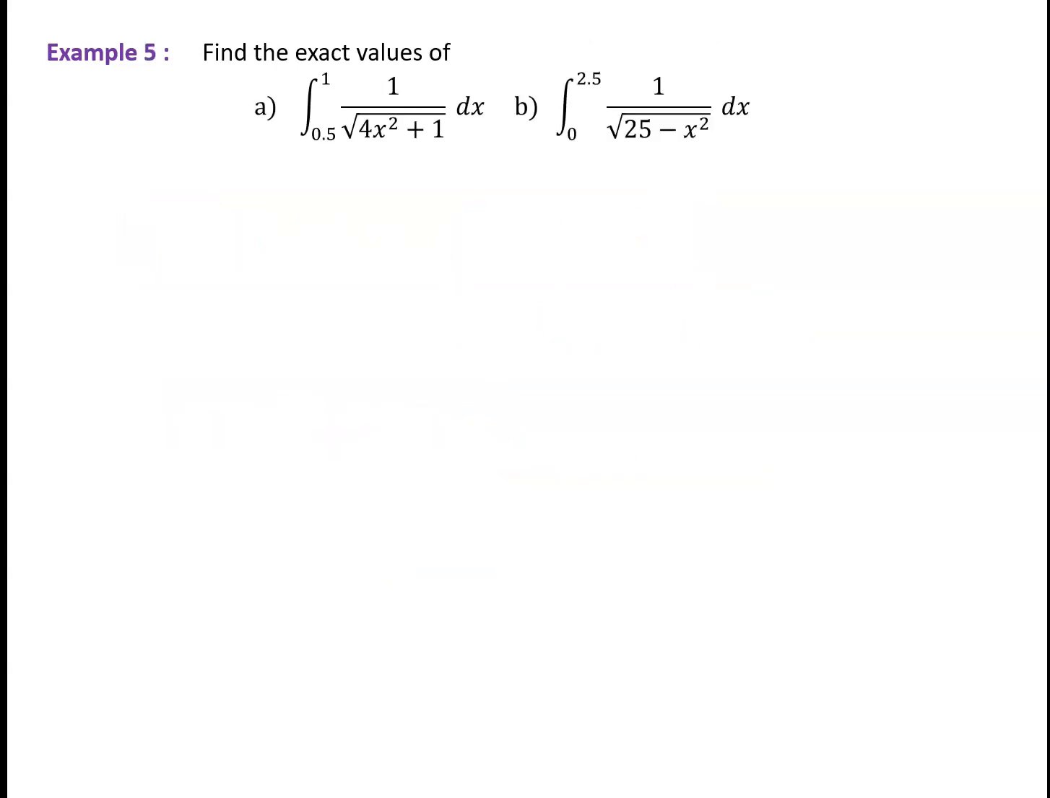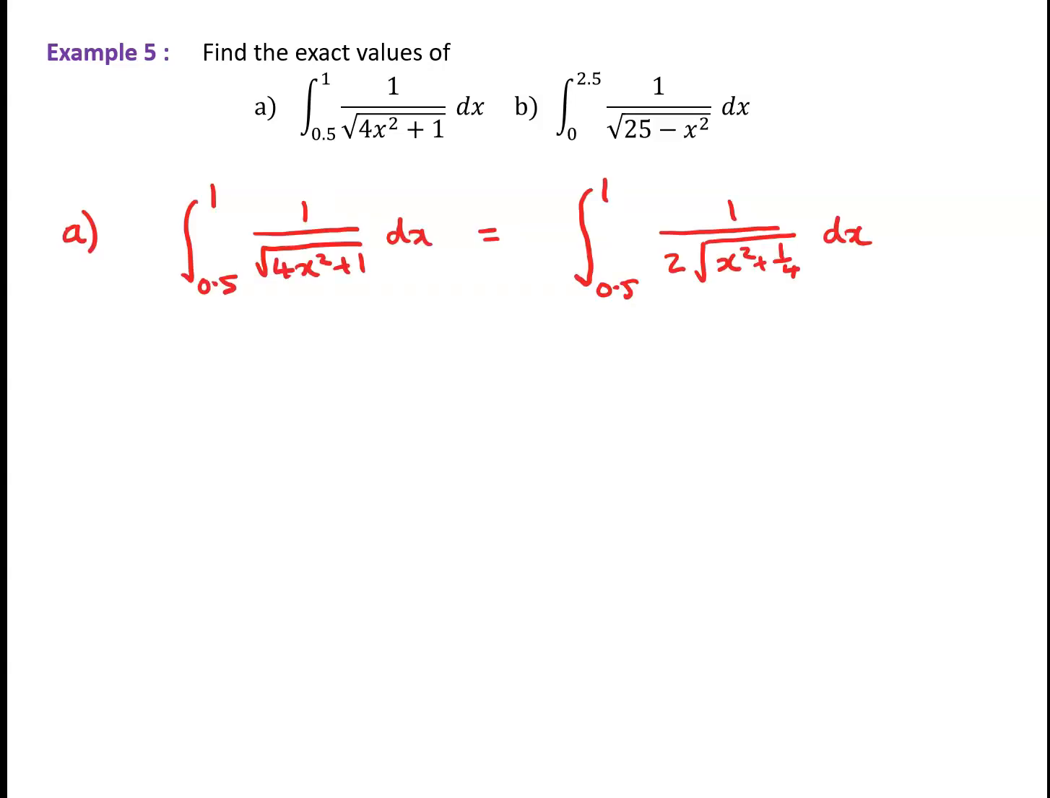For the next example, we're going to try and find the exact values of the integral between 1 and 0.5 of 1 over root 4x squared plus 1 dx, and the integral between 0 and 2.5 of 1 over the root of 25 minus x squared dx. So, for the first one, we've got the integral of 1 over root of 4x squared plus 1.